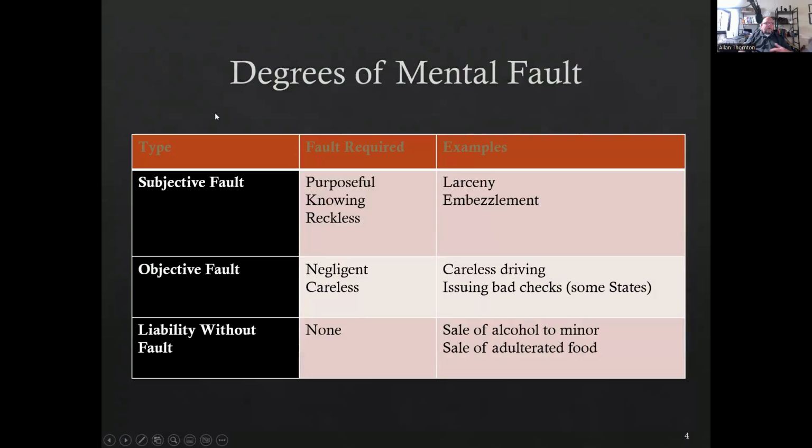And when we look at those, the types of mental fault that take you back to that mens rea breaks down into three kind of major groups. The two that you run into the most are subjective fault and objective fault. Subjective is, you knew you were doing it. You did it in a reckless way. You were purposeful in it.